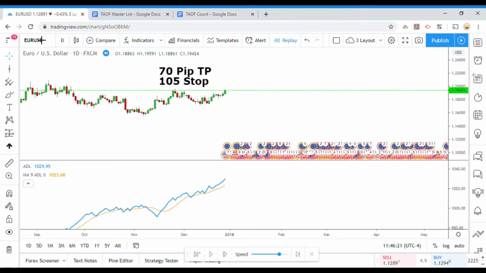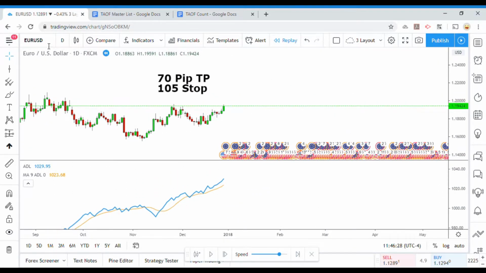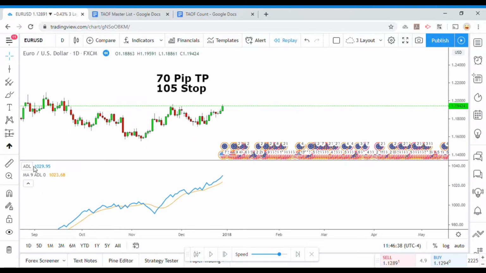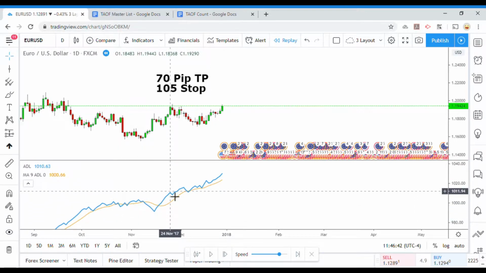So with that being said, let's get into testing today's indicator. Of course, we are on a random pair like usual. We have the take profit and stop loss designated by the ATR, and we have the indicator, the advanced decline line, here below. The advanced decline line is a single line indicator.